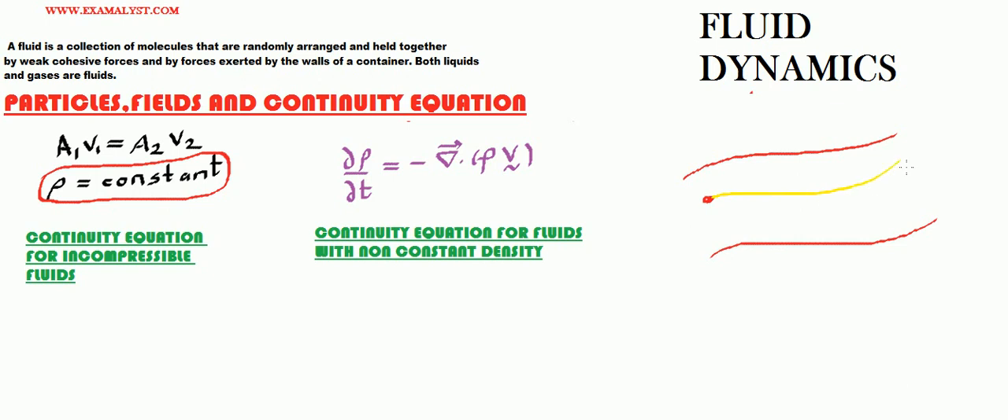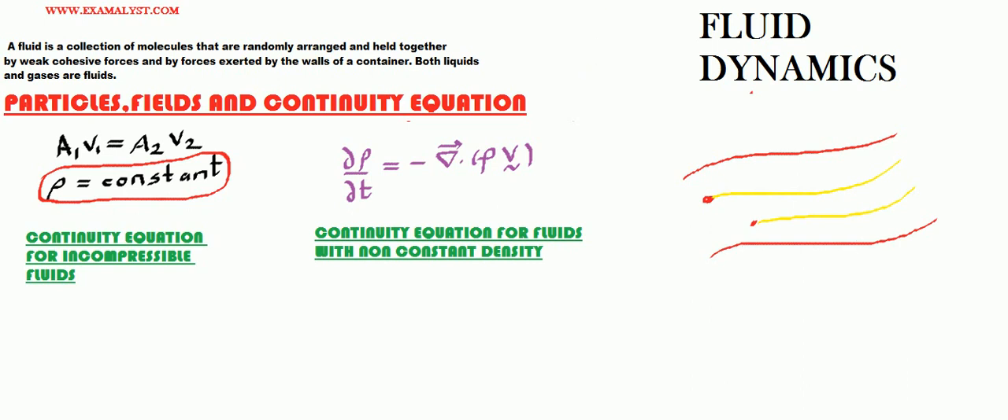Say this is the path. Similarly, if I have other molecules here, then each of these molecules has its individual path, and the combination of paths of all the molecules decides the final path of the fluid.